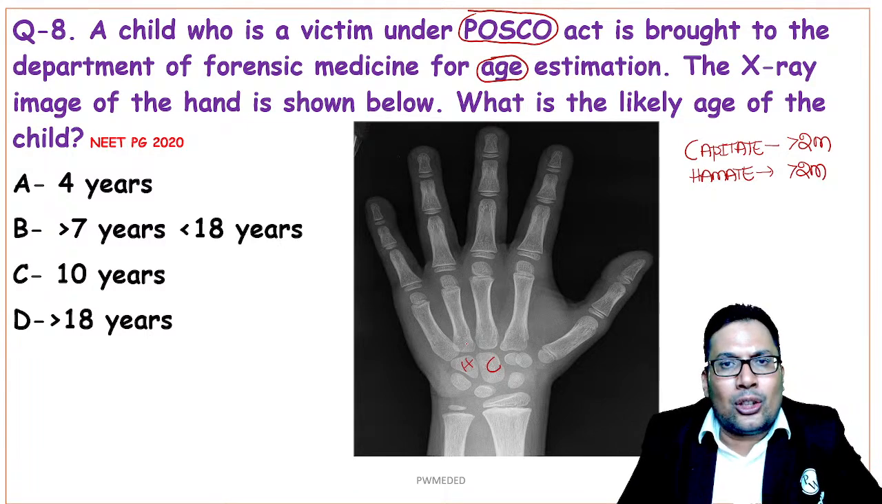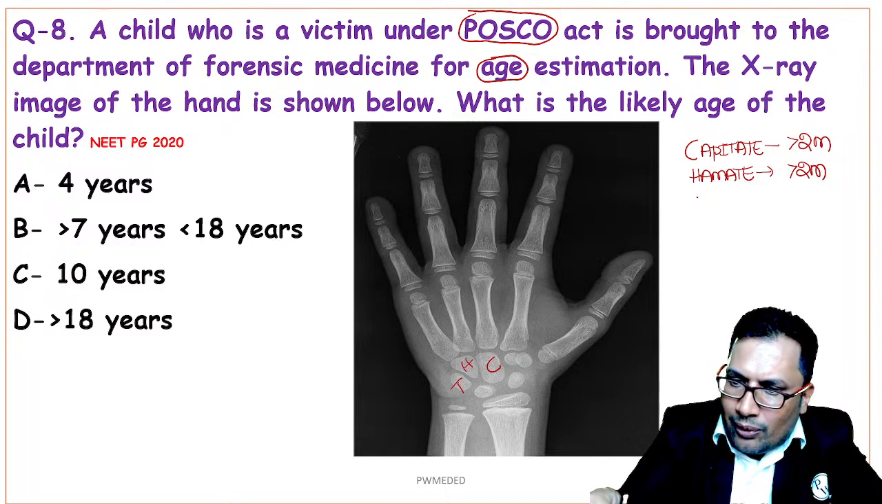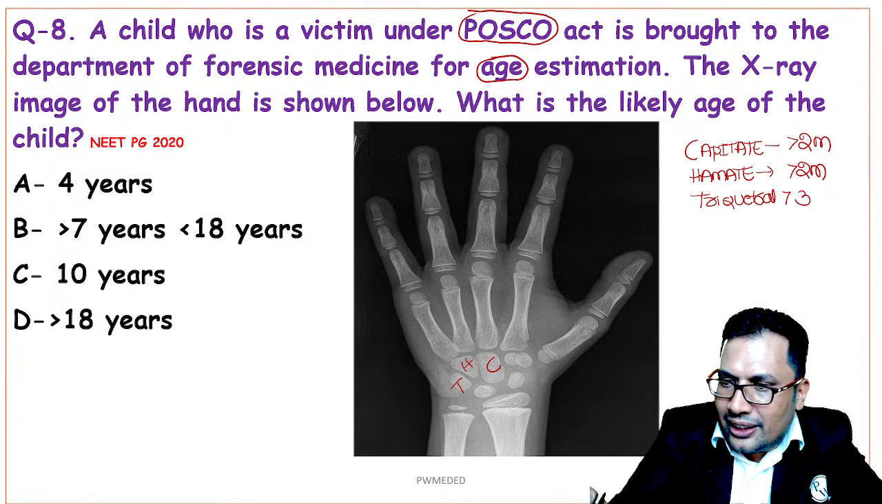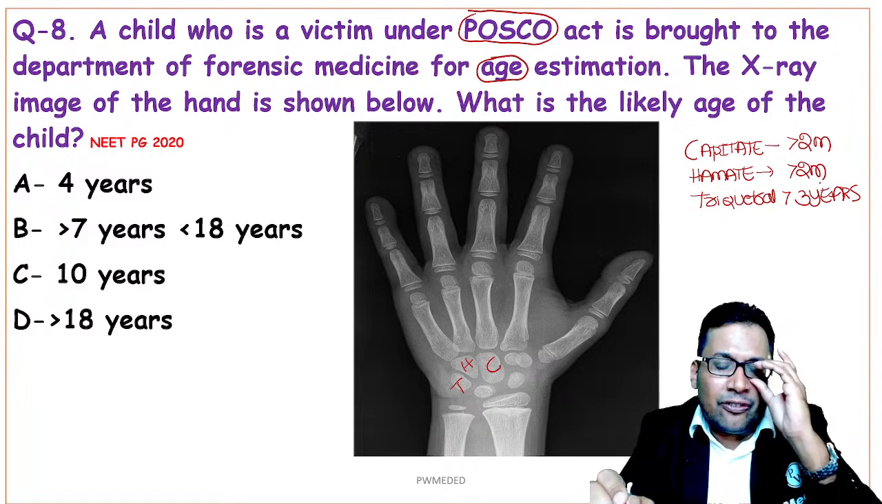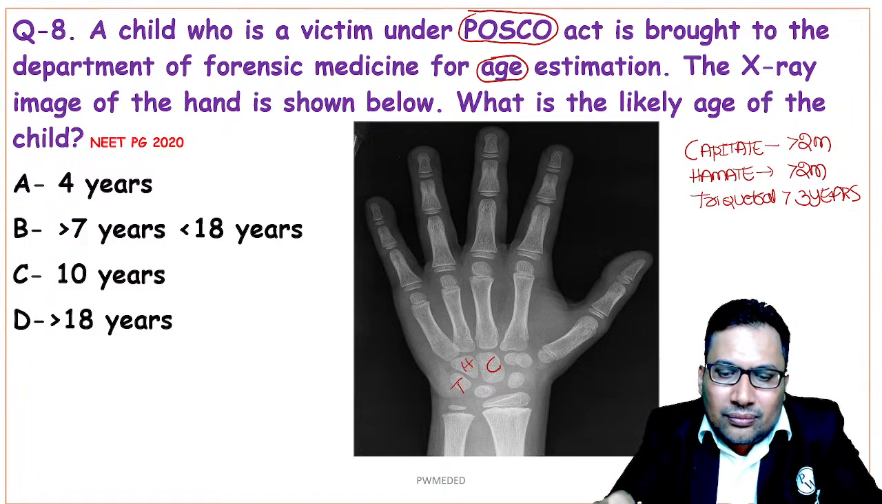So capitate is over, hamate is over. Next is the triquetral. Triquetral also appeared. That means more than 3 years. But pisiform has not appeared. You can see here pisiform has not appeared.